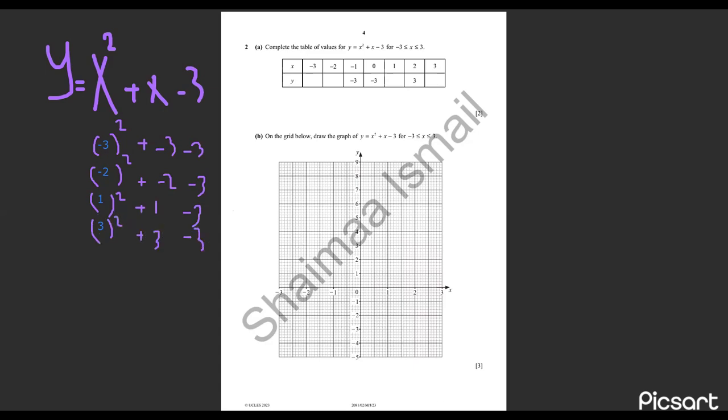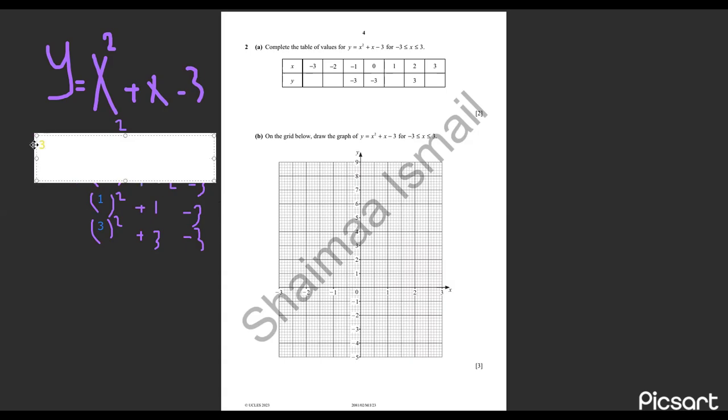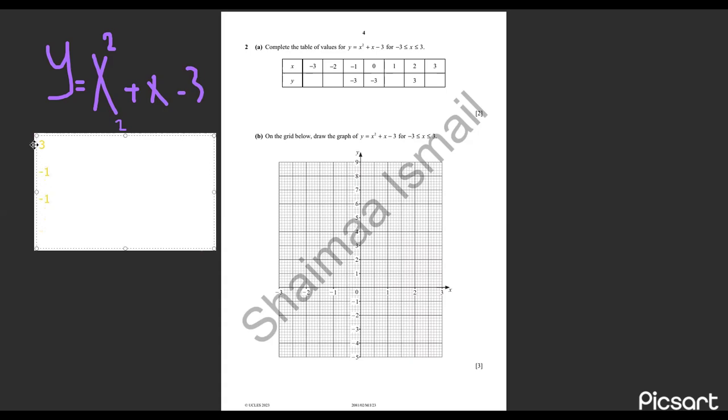Then we solve and get the value of y. When you solve it here, you get the value of y, the first one. Here you get a value of negative 3 squared plus negative 3 minus 3. Then you get a value of 3. So here it will be equal to 3. Then you solve the next, it will be equal to negative 1. Then when it's 1, it's also negative 1. And when it is 3, it is 9.